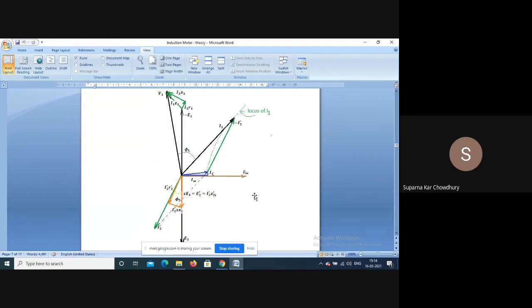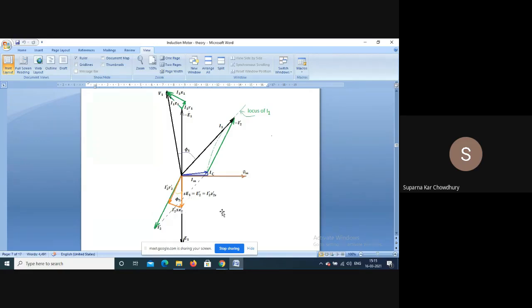If we put load on the shaft, what will happen? The rotor will slow down. As the rotor slows down, the slip S will increase. So the EMF induced in the rotor is sE1. The current I2 will be sE1 divided by R2 dash plus jsX2. So that will be the current.